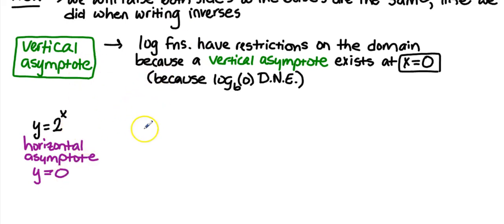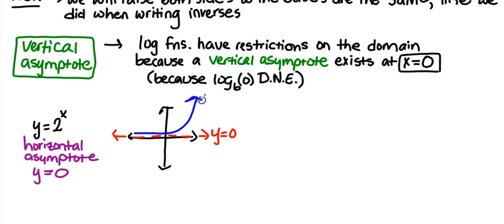And if I were to do a quick sketch of that so we can see it, here's my asymptote at y equals 0, and I know that this is growth because b is greater than 1. So left to right, this graph would be increasing. So here we have an exponential graph.